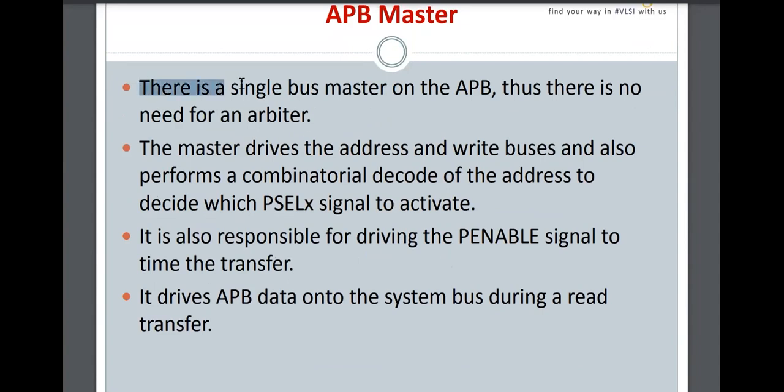Okay, did you understand? There is a single bus master on the APB, and thus there is no need for arbitration. We need arbitration, as we discussed in I2C, when there are multiple masters, so that an arbitration concept is needed to select any one of the masters. But here in APB, we will have only one master. Based on the number of slaves, we use the selection lines to select the slave. The master drives the address and write buses and also performs the combinational decode of the address to decide the P select signal, nothing but the slave signal. It is also responsible for driving the enable signal, and it drives the APB transfer system bus during a transfer.